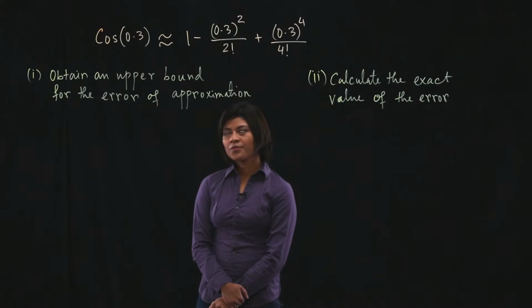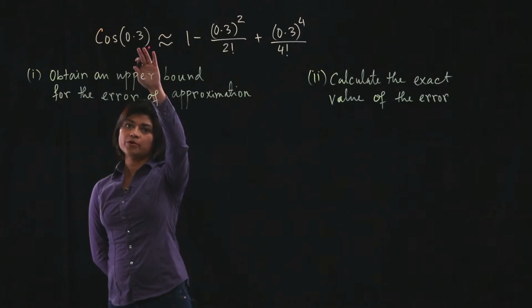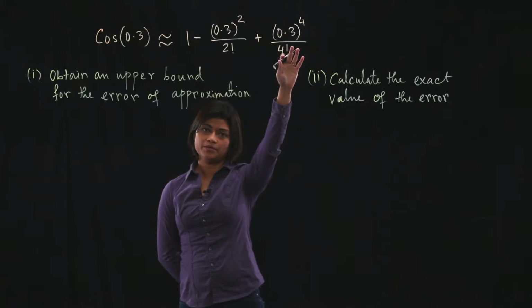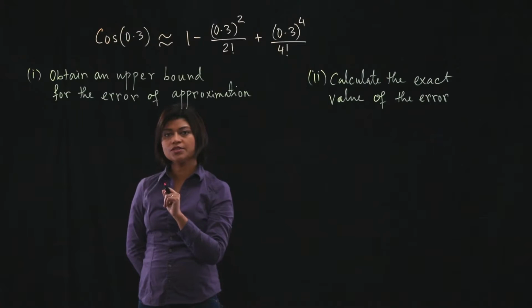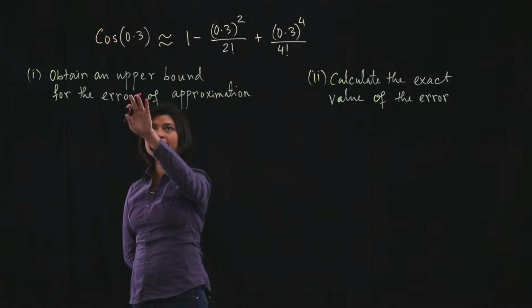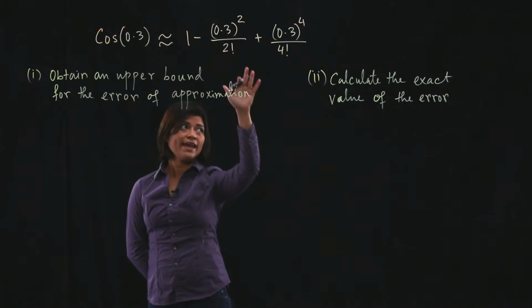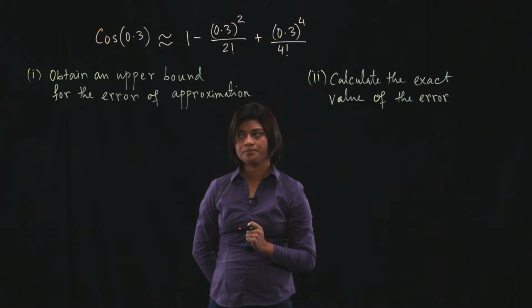Hello, I'm Papia. In this problem, we have the value of cosine of 0.3 approximated by this given polynomial, the Taylor polynomial. We have to first use Taylor's theorem to obtain an upper bound for the error of this approximation, and then we have to calculate the exact value of the error.